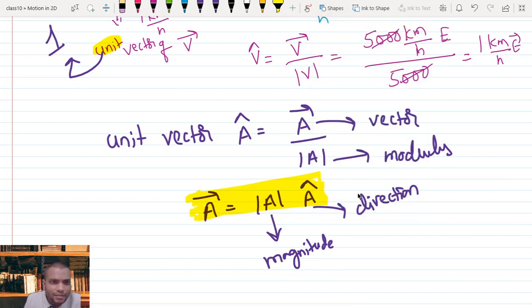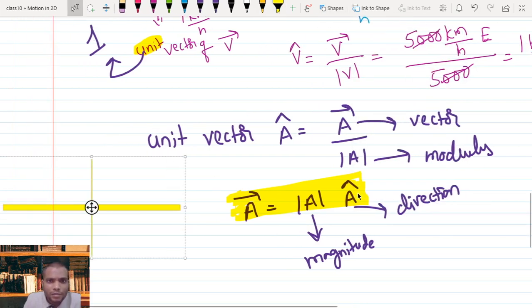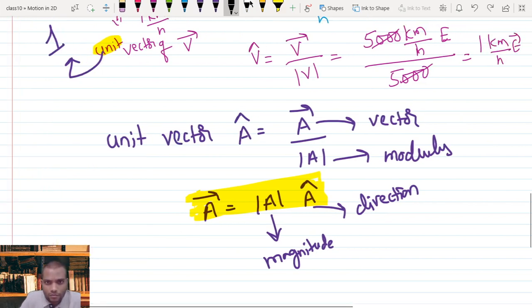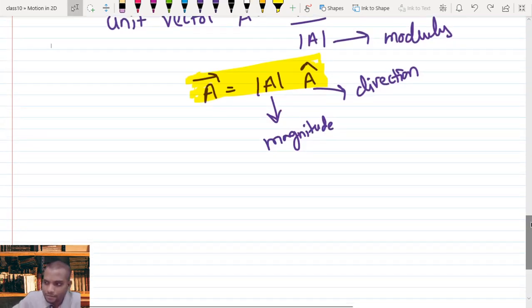So here I can say, suppose you have a two-dimensional coordinate axis, that I will talk about next time. Right now everything will be bulky.